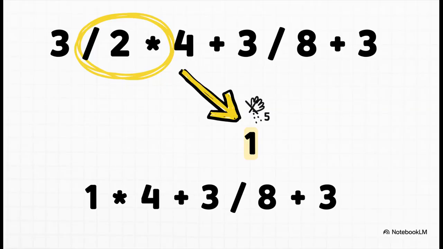So first, C scans the line and sees division and multiplication. They're on the same level of the hierarchy. They have the same precedence. So what's the tiebreaker? Simple. It just goes from left to right. The first one it hits is 3 divided by 2. And remember, we're dealing with integers here, so C just throws away the remainder. 3 divided by 2 isn't 1.5, it's just 1.